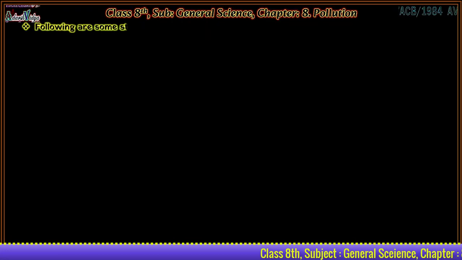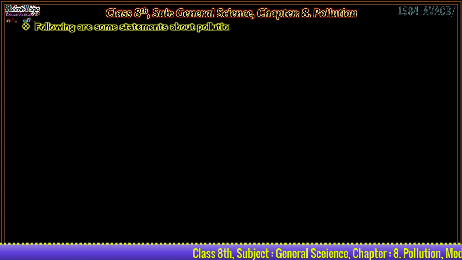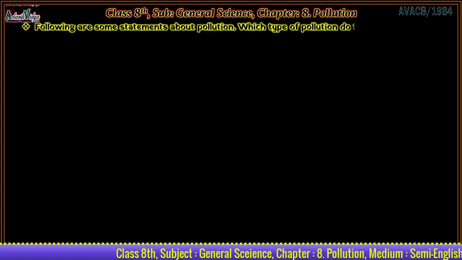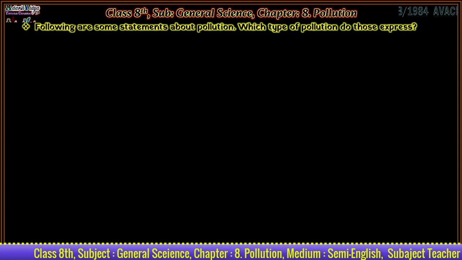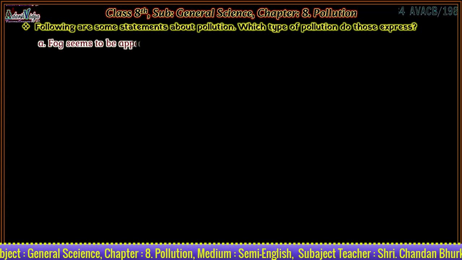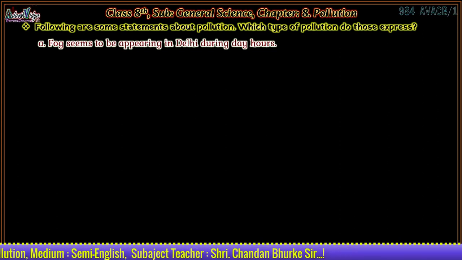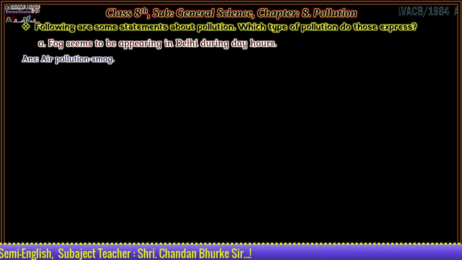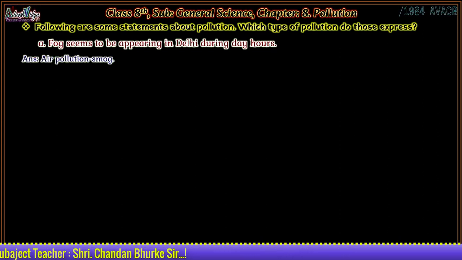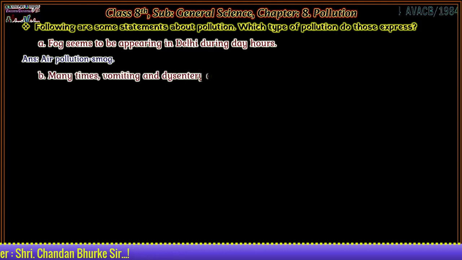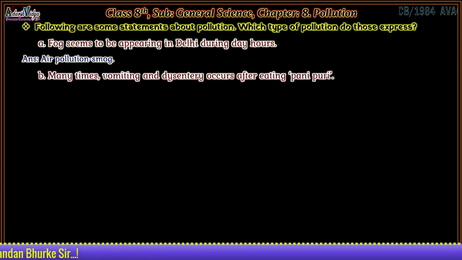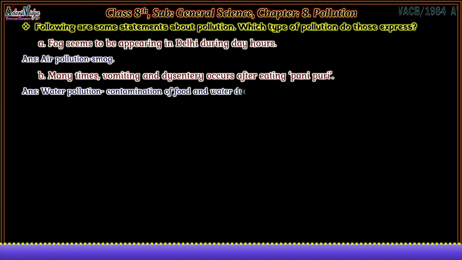Question first. Following are some statements about pollution. Which type of pollution do they express? First statement: Fog seems to be appearing in Delhi during day hours. Answer is air pollution, smog. Second statement: Many times, vomiting and dysentery occur after eating pani puri. Answer is water pollution, contamination of food and water due to bacteria or viruses.